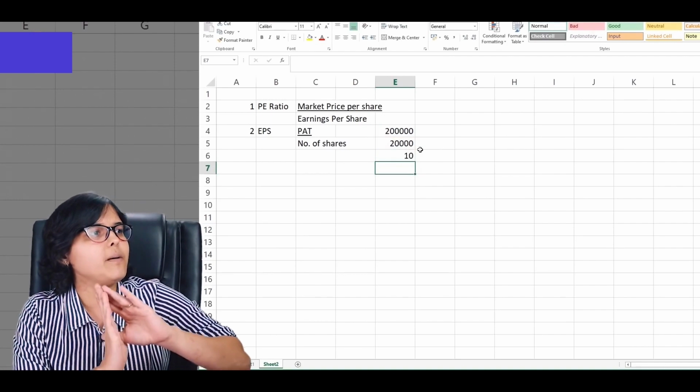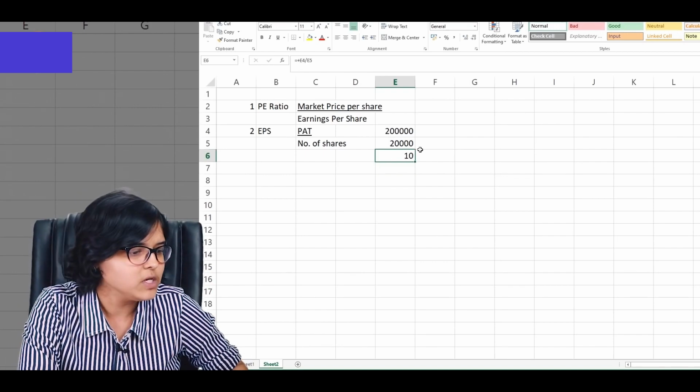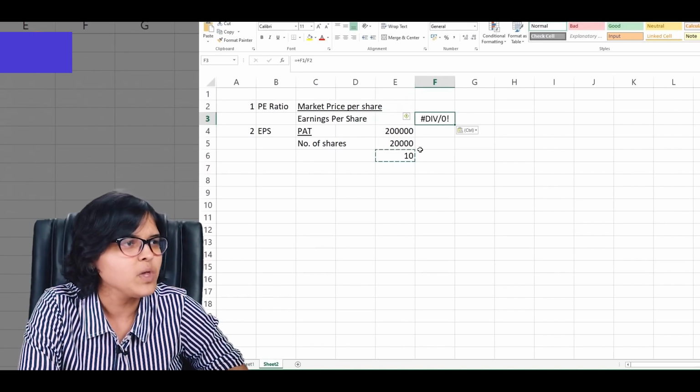So what is the meaning of this 10 rupees? Where do I substitute this in the PE ratio formula? So let us check this now. Let us say I'm copying it here. So earning per share is rupees 10.